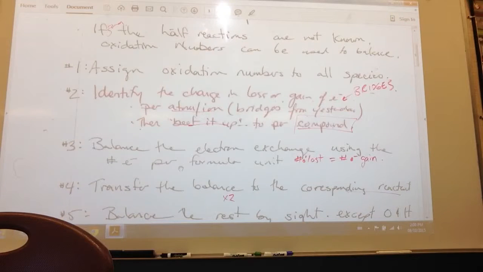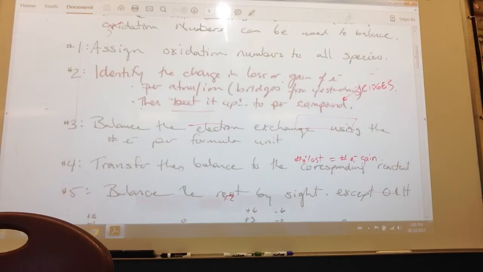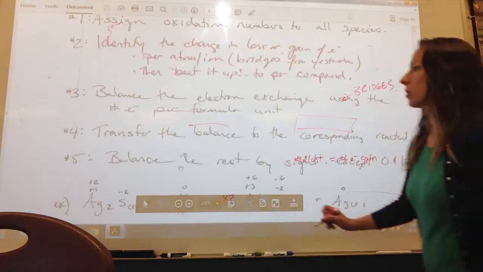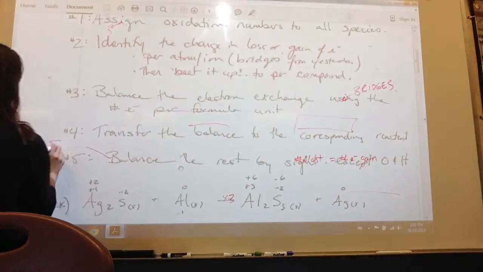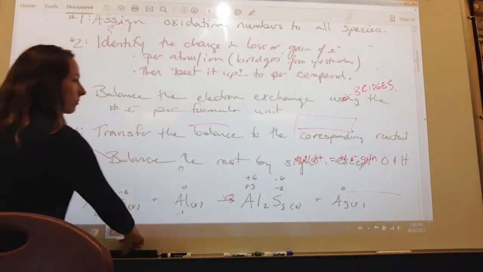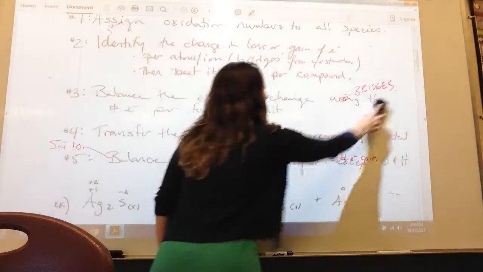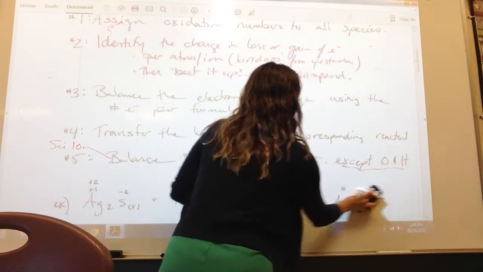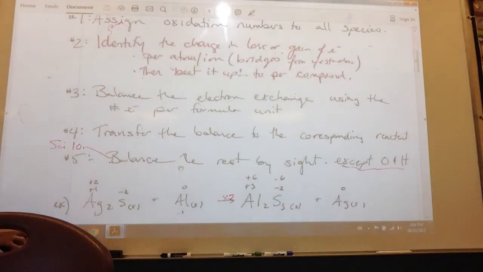Then you're going to balance the rest by sight. That means like Science 10 balancing, except oxygen and hydrogen. So this means Science 10 balancing, except oxygen and hydrogen. Now before we get into what to do with the oxygen and hydrogen, let's just master these steps here.